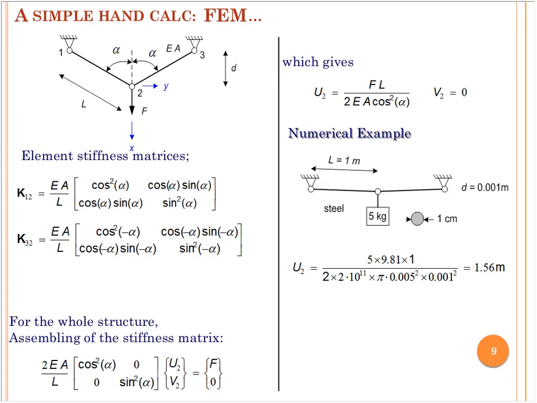This is a 1 meter rod. This rod has a diameter of 1 mm. You can imagine typical steel rods used in concrete. It's that thick and 1 meter in length. It is subjected to a 5 kg load. If we substitute these numbers in this expression, we are going to get a deflection of 1.56 meters.